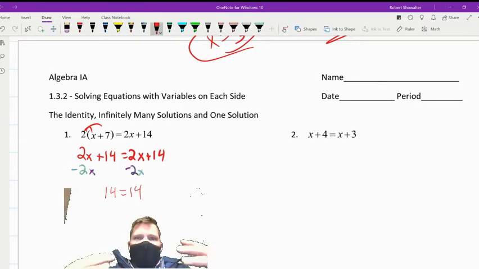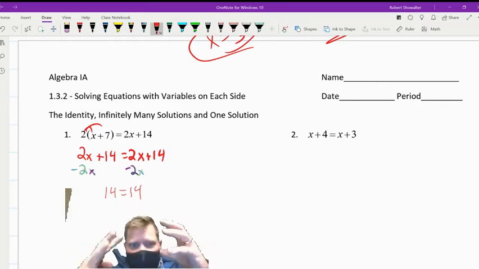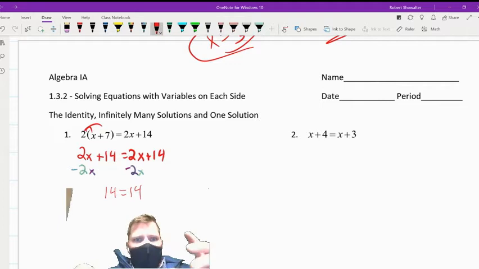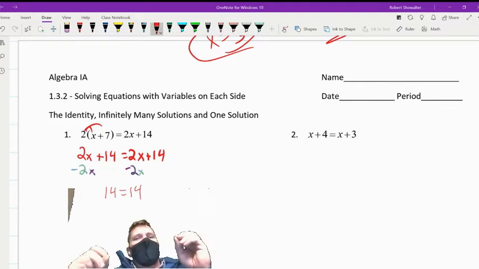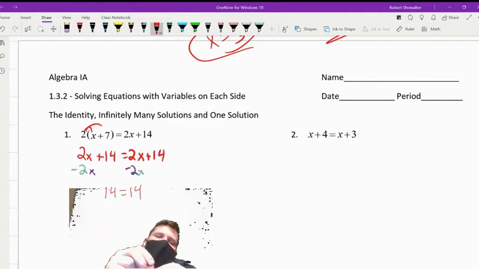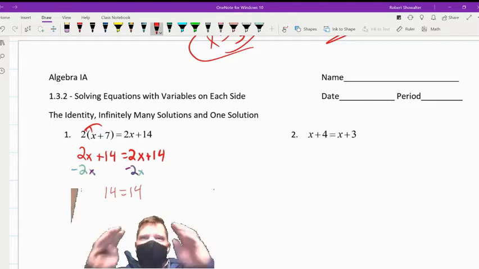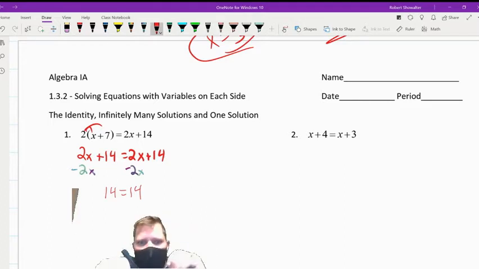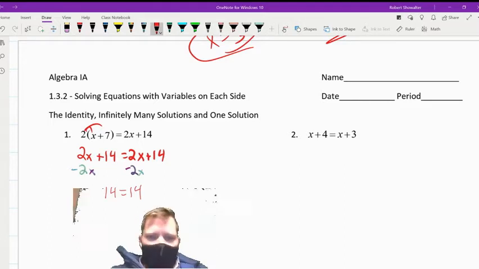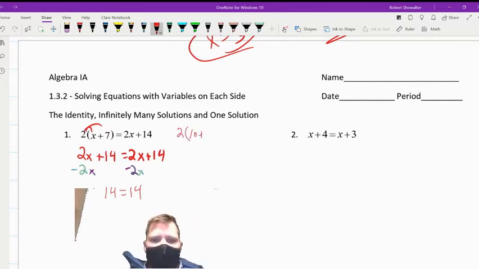Really, what that means is anything and everything is a solution for x, meaning that any number, no matter what that number is, if you put it in that equation for x, it's going to make a true statement on either side, which is totally crazy. Check out what happens if I drop in the number 10 for fun and check to see if that makes a true statement.